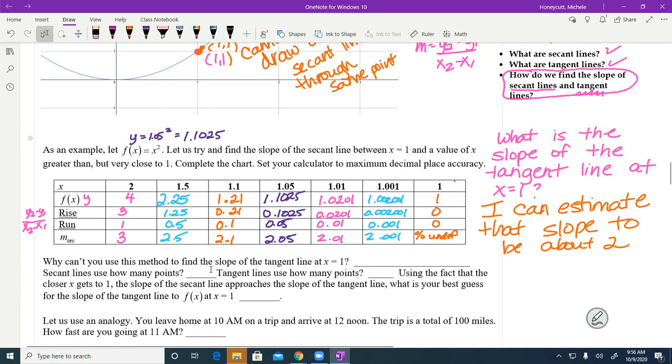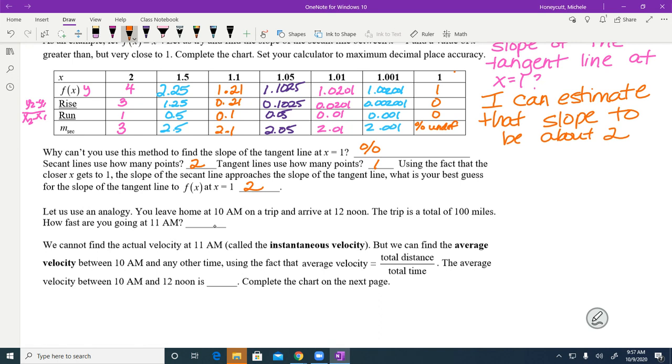So why can't you use this method to find the slope of the tangent line at x equals 1? That's because we get 0 over 0. We would be trying to find the slope between a point and itself, so that won't work. Secant lines use 2 points. Tangent lines use 1 point. So using the fact that x gets closer and closer to 1, the secant line approaches the slope of the tangent line. So what's our best guess for the slope of the tangent line of f of x at x equals 1? 2. We're going to guess 2 because all these slopes got closer and closer to 2. That sounds like a limit, doesn't it?